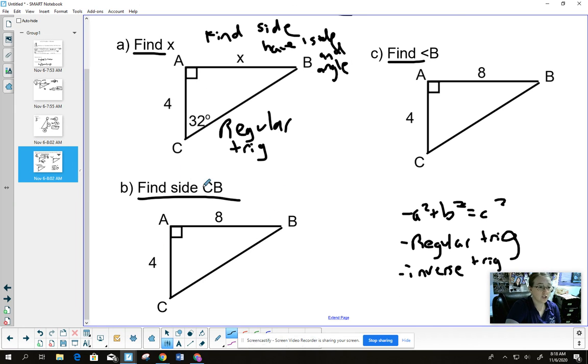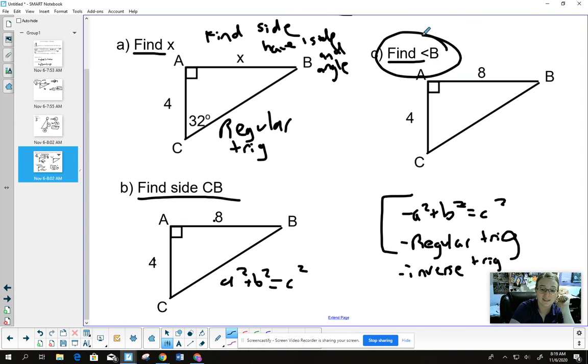Okay, for B, we are trying to find a side, and I have 2 sides. This is Pythagorean Theorem. This is a squared plus b squared equals c squared. If you're trying to find a side, these are your only 2 options, right? Pythagorean Theorem is when we have 2 sides. Trig is when we have an angle. So for C, obviously that leaves inverse trig, but how we know for certain is because we have to use inverse trig if we're trying to find an angle.